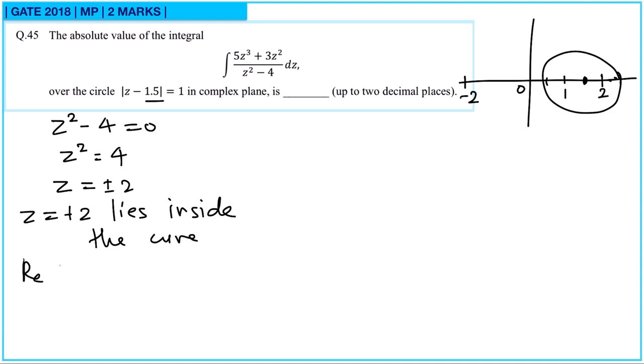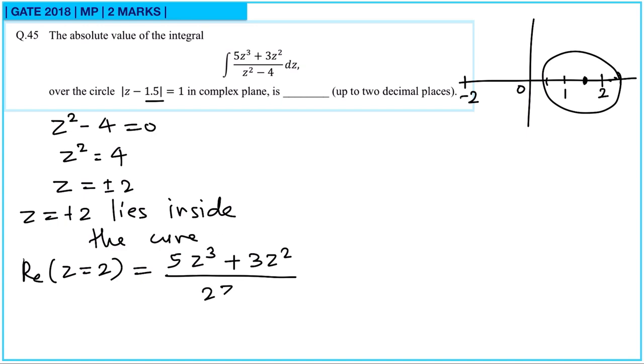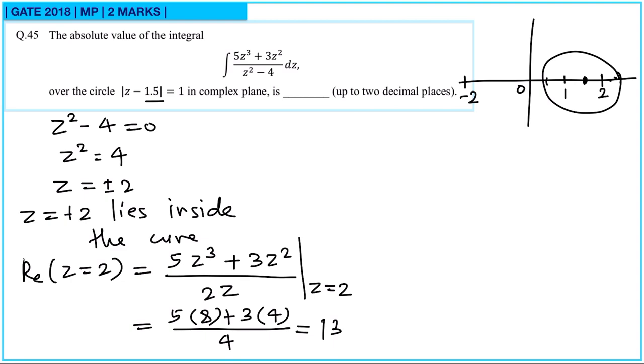Now residue at z is equal to 2 will be equal to numerator as it is 5z cube plus 3z square upon derivative of denominator, that is 2z, at z is equal to 2. So this will be 5 into 8 plus 3 into 4 upon 2 into 2, 4. So this will be 5 2s are 10 plus 3, that is 13. Now I is equal to 2 pi i into residue, which is 13. This is 26 pi i.